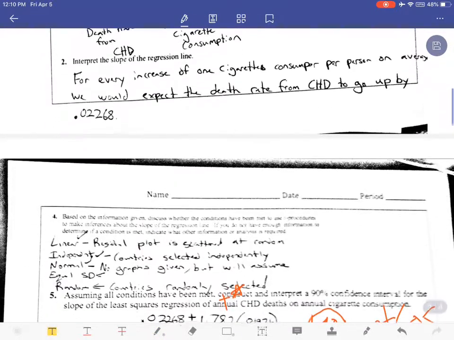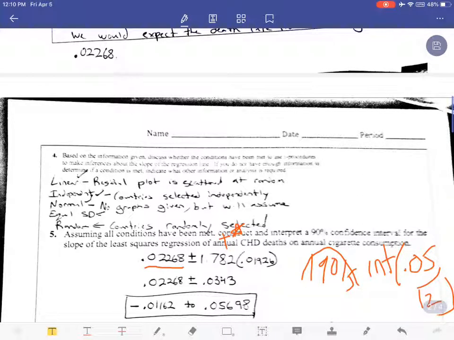So then you just plug that in right here. Because remember, when we did mean and proportion, we had to do that whole calculation, but that's given to us already. So it actually makes the calculation part a lot easier. So we multiply that standard error times the critical t-score together, and that gives us our margin of error. And we add or subtract that to get our confidence interval. So we can see our confidence interval goes from a slope of negative 0.01162 to positive 0.05698. And then we just interpret that.